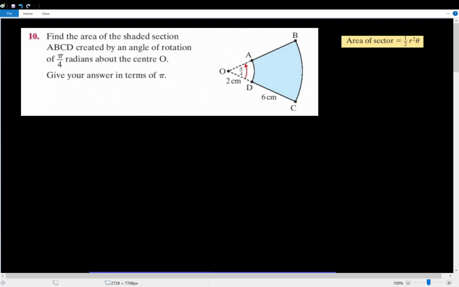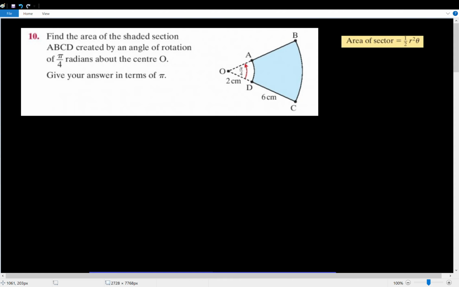This is question 10 from exercise 3.1 in text and test 4 new edition. We have to find the area of the shaded section ABCD from our diagram on the right, which is created by an angle of rotation of pi over 4 radians about the center O. And we've given our answer in terms of pi.